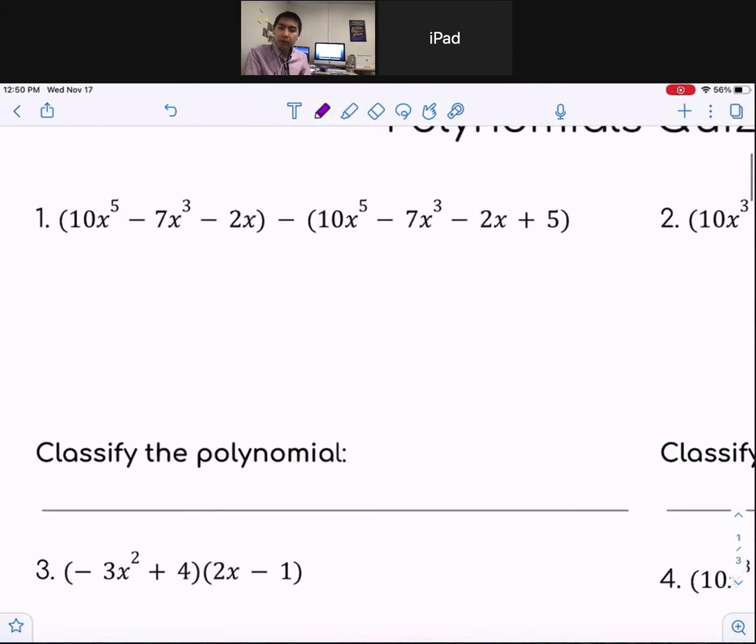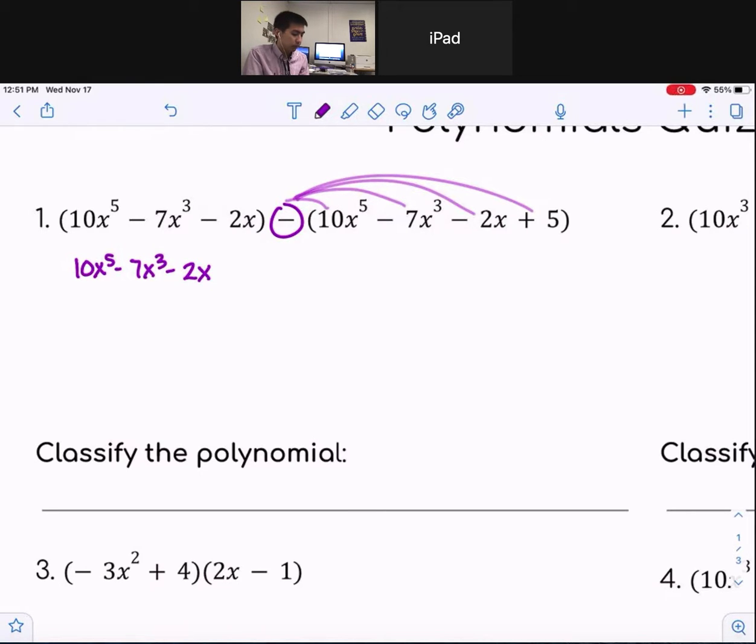So for number one, first notice there's a minus sign in between these two polynomials. With this minus sign, you have to distribute it to all the terms on the right-hand side. So drop the parentheses, and then distribute that minus sign to each.